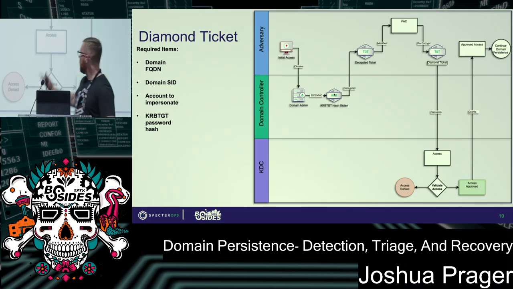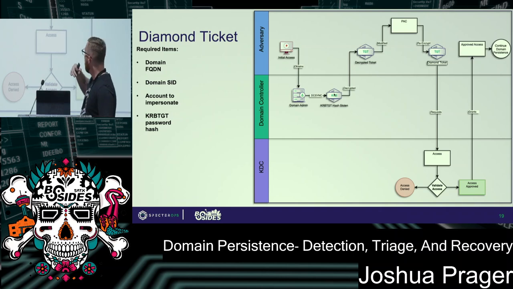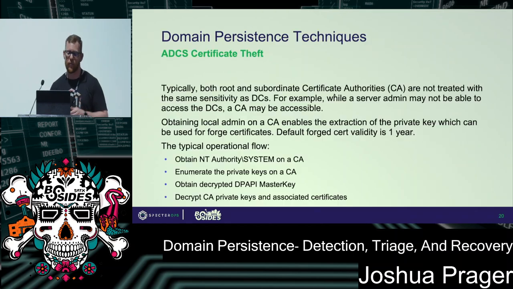All right, again, this is just kind of going through the attack path here. Same kind of process. We're going to use something like DC Sync to get the NTLM hash of the KRBTGT account password. We're going to use that hash to decrypt the ticket, modify the PAC, and then apply that to a user by re-encrypting it and creating that diamond ticket, which allows us to propagate. All right, so let's get in quickly to ADCS.